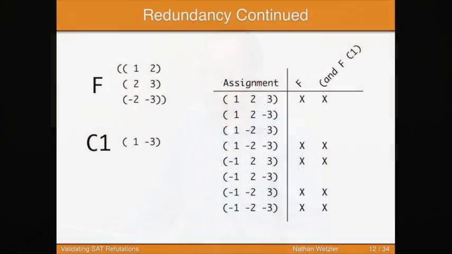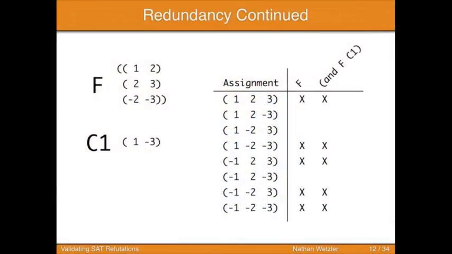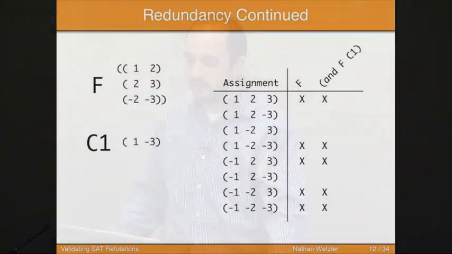So here, this formula can be satisfied by 3 different assignments. Now given the clause C1, which is the clause 1, -3, if I conjoin that with the formula F, then I see that I have the same set of satisfying assignments. So these two formulas are logically equivalent, and C1 is also redundant with respect to F.